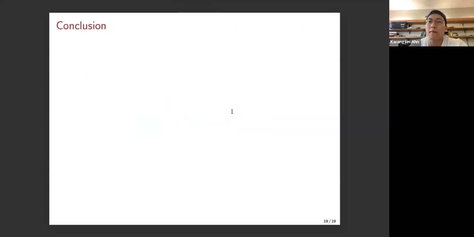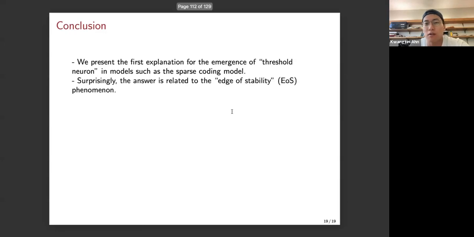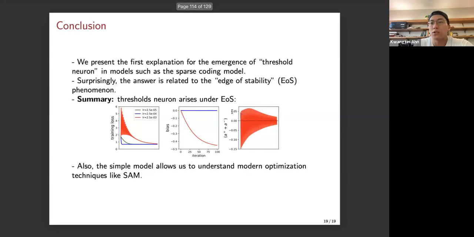All right, so I arrive at the conclusion, my last slide. We present the first explanation for the emergence of the threshold neuron in models such as a sparse coding model. Surprisingly, the answer is tied with an interesting phenomenon observed in the literature called the edge of stability phenomenon. Also, investigating this with a simple model lets us understand modern optimization techniques like sharpness-aware minimization.